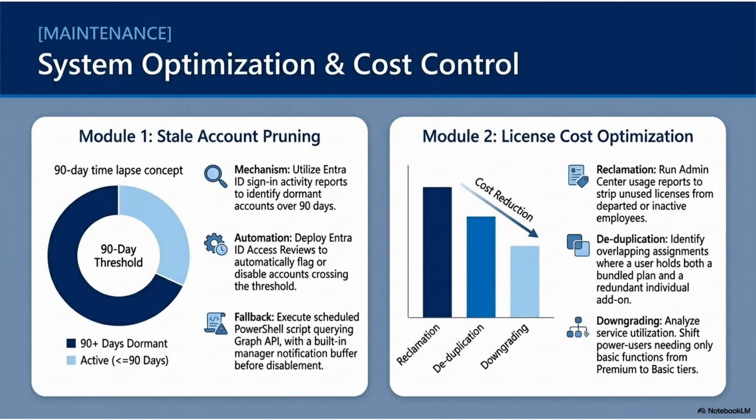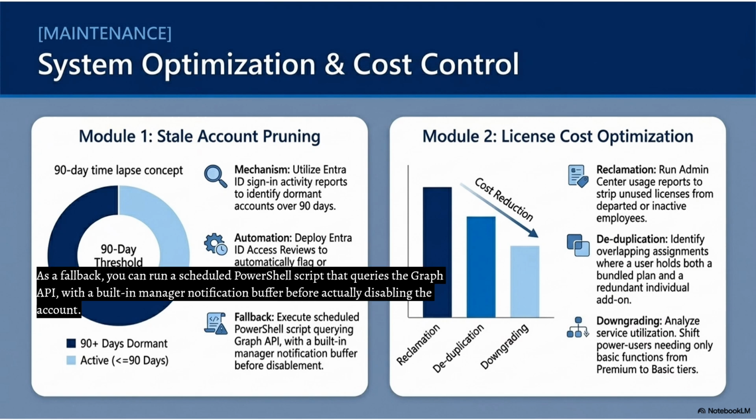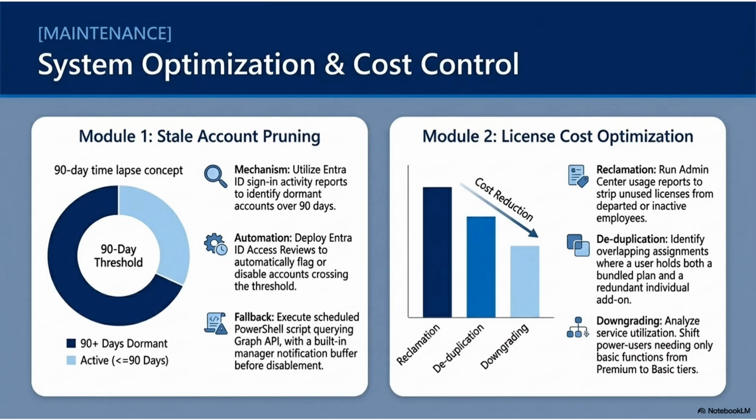Module 1 is stale account pruning. The mechanism is to use the Entra ID sign-in activity report to identify dormant accounts, those who haven't signed in for over 90 days. For automation, deploy Entra ID access reviews to automatically flag or disable accounts that cross that threshold. As a fallback, you can run a scheduled PowerShell script that queries the Graph API with a built-in manager notification buffer before actually disabling the account.